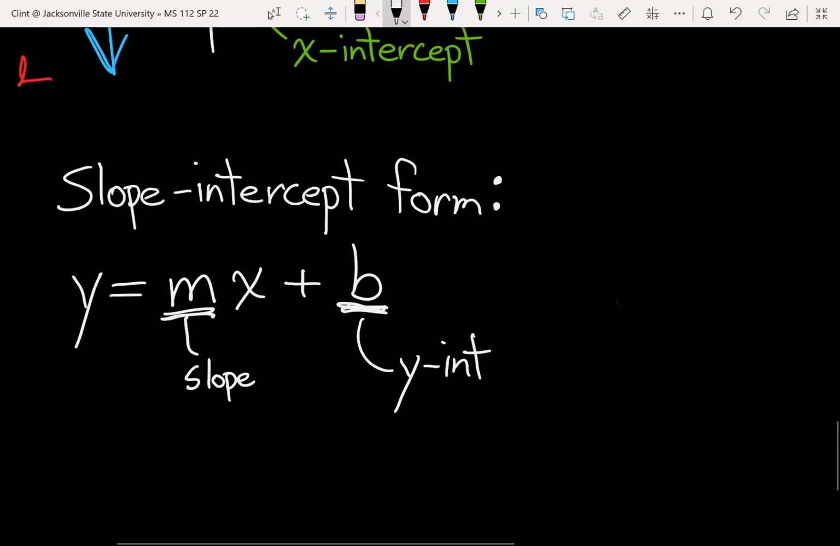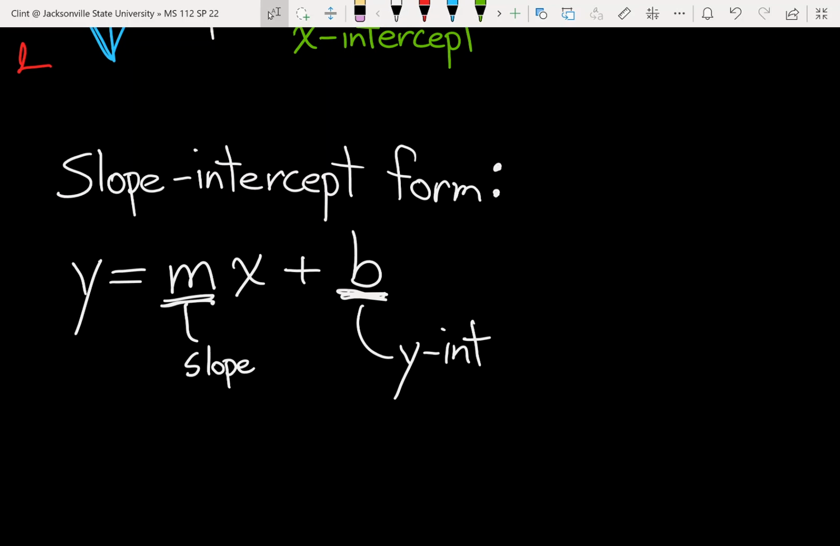So really the y-intercept is actually a point, so you would need an x comma y to talk about where it's at. So b is really the y coordinate of our y-intercept. If you know those two things, you just plug in for m, you plug in for b, you get the equation of that line.